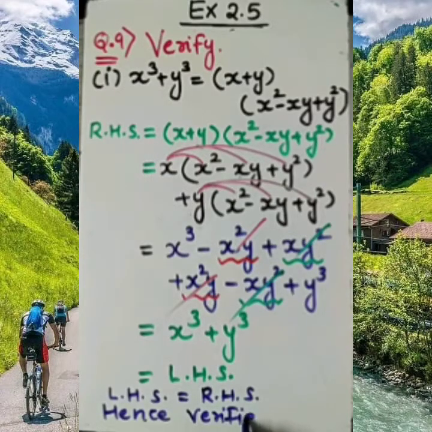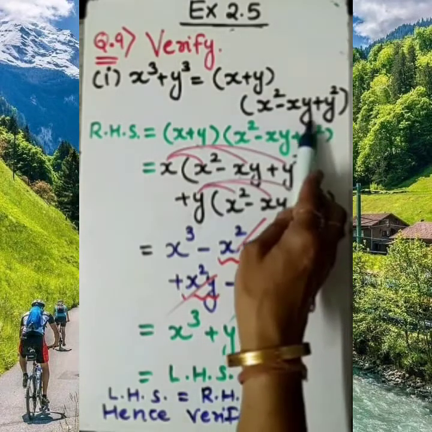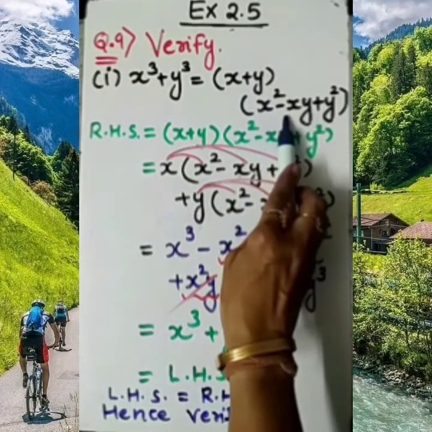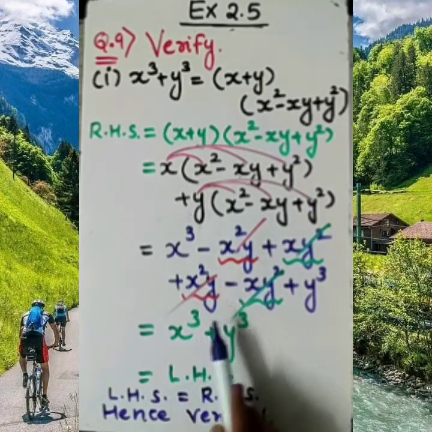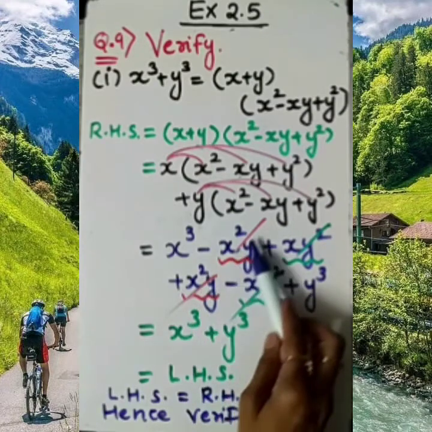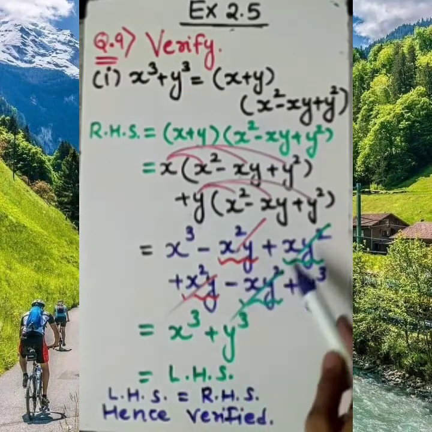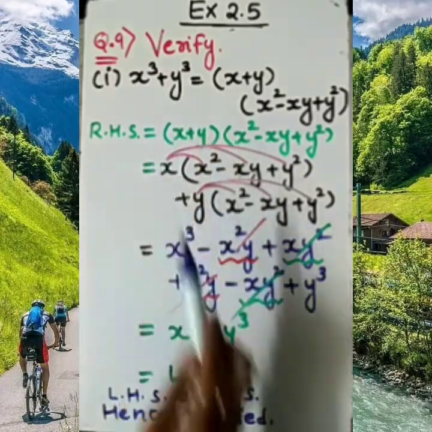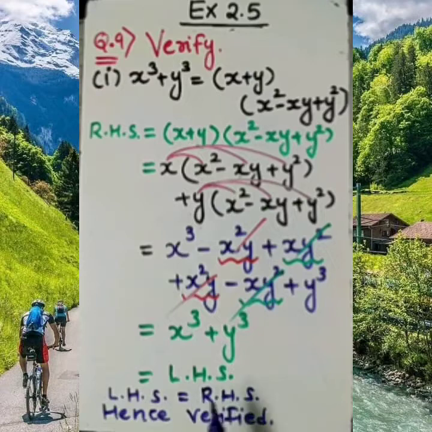This is the complete solution of the first part. Nothing to do, very simple, very easy to verify. We have started with RHS and we have shown the product of binomial with trinomial. After simplifying, the like terms with opposite sign have been cancelled. So whatever is left matches our LHS, that's why LHS equal to RHS. So it is verified.